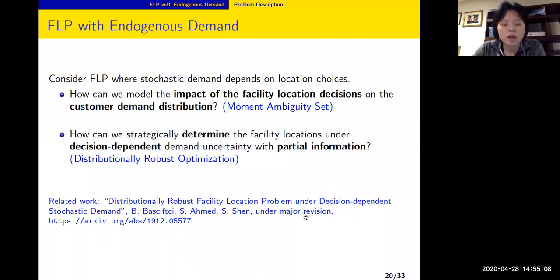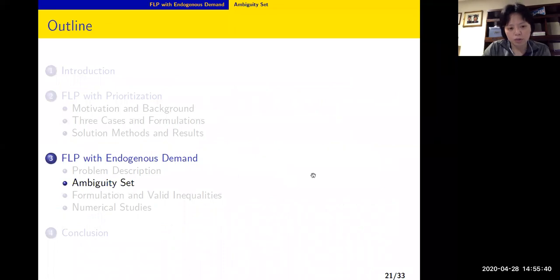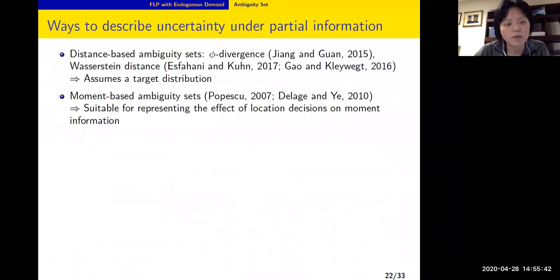The way we describe this is by using something called a moment ambiguity set. So we use this distributionally robust concept to strategically determine the facility location under demand uncertainty. Because this uncertainty is something you learn as you go, the distribution is not really available at the very beginning, so we would like to use the distributionally robust idea. This is joint work with Basti and Shabir, under major revision, about decision-dependent demand for facility location.